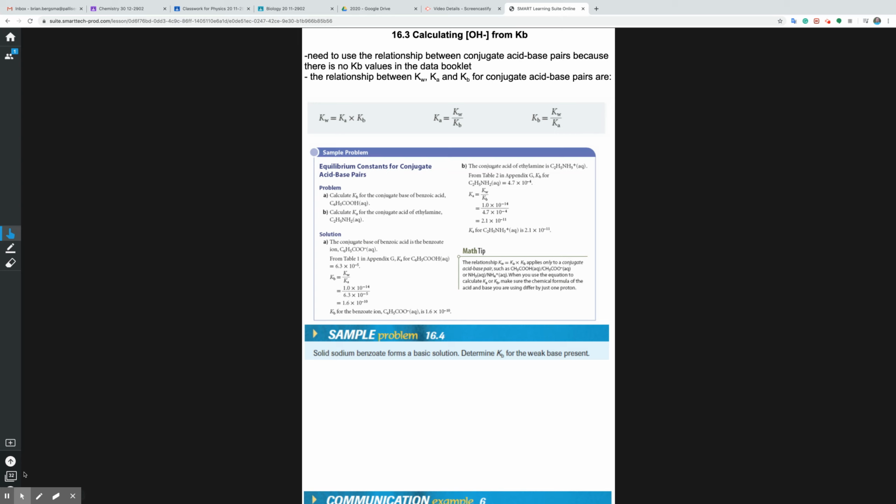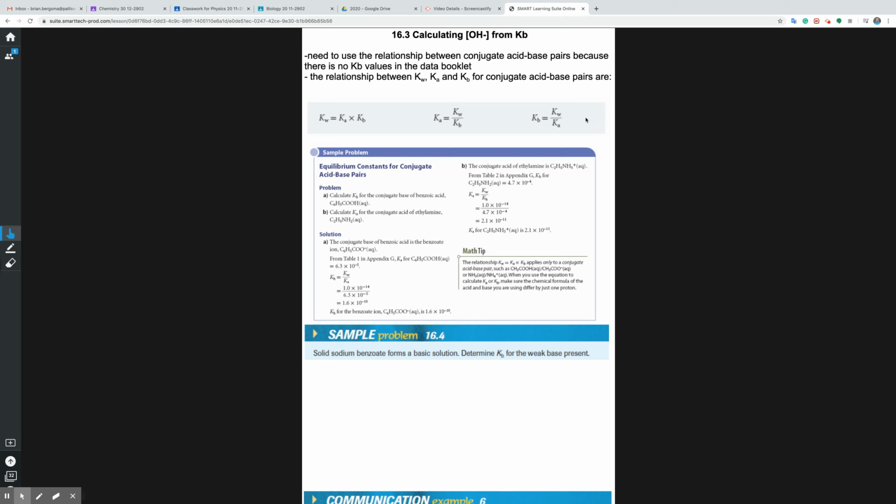Okay, so calculating the concentration of OH from our Kb. This is similar to what we've done before when we were looking for our hydronium value when we're given the Ka. We need to use a relationship between the conjugate acid-base pairs, because there are no Kb values in our data booklet. That's an important one. A lot of the time we aren't going to be given the Kb. What we're given is the Ka in our data booklet, and then we use these formulas to go from our Ka to find our Kb.